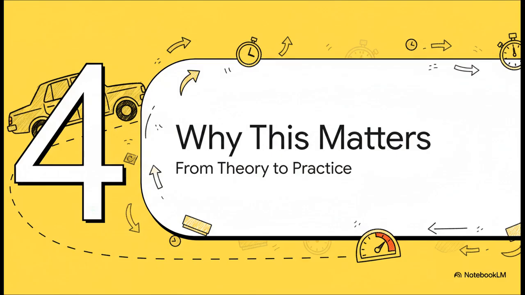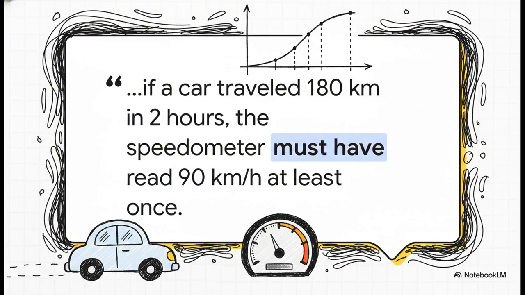Well, let's go back to that car trip because this is where it gets really, really useful. And there it is, the big reveal. Our car trip is a perfect real-world example. The distance you traveled over time is a continuous differentiable function. Your average velocity, the average rate of change, was 90 kilometers per hour. So the mean value theorem guarantees that your instantaneous velocity, what's on your speedometer, must have read exactly 90 at some point. It's not a maybe, it's not a probably, it's a mathematical certainty.